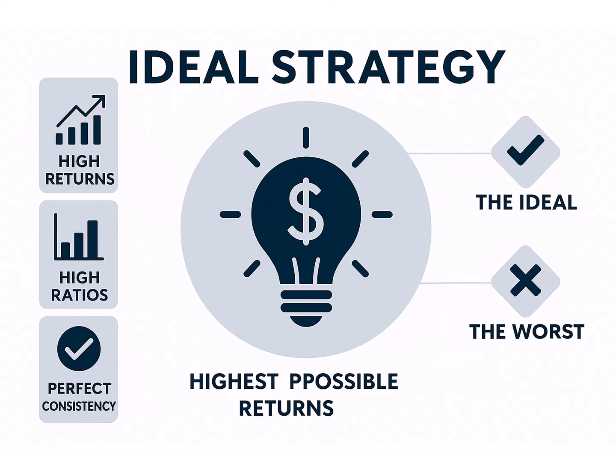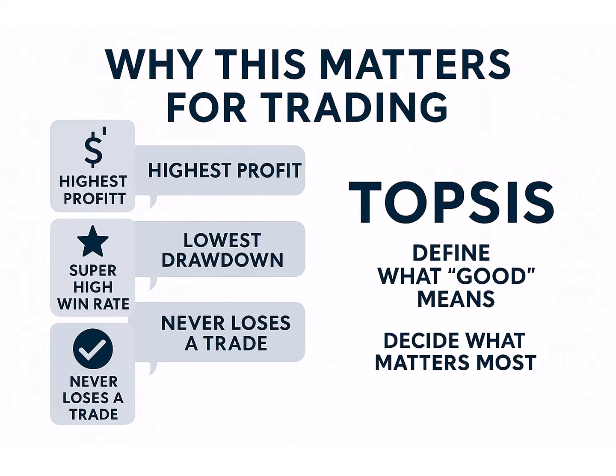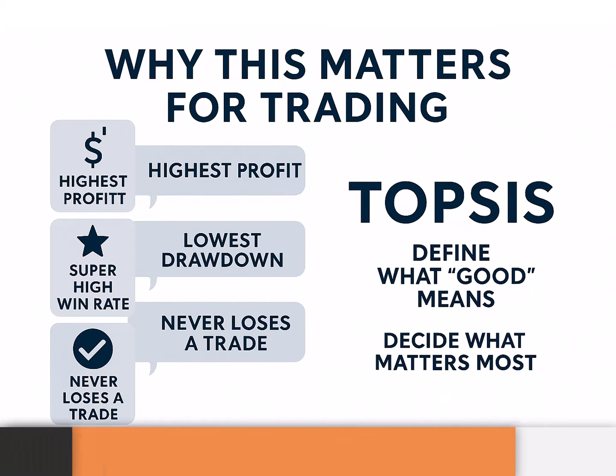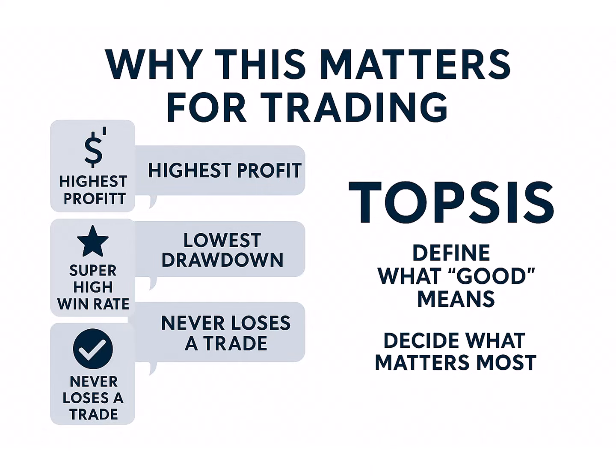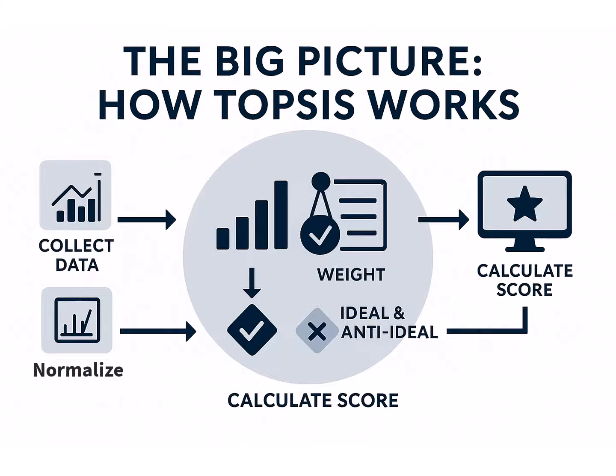Now, I can imagine that you will directly ask what the ideal strategy is, and the answer is that the ideal strategy is not a real strategy, but it's a theoretical one. It should have the highest possible returns with the lowest possible drawdown, the best Sharpe and Sortino ratios, perfect consistency, and great risk management. Now, of course, no real strategy is perfect, but TOPSIS uses this imaginary perfect strategy as a reference point. And it will also define the opposite, the worst acceptable strategy, which is called the anti-ideal. Then, for each strategy, TOPSIS measures how close it is to the ideal and how far it is from the worst case. And the best strategy is the one that is closest to the ideal and farthest from the worst.